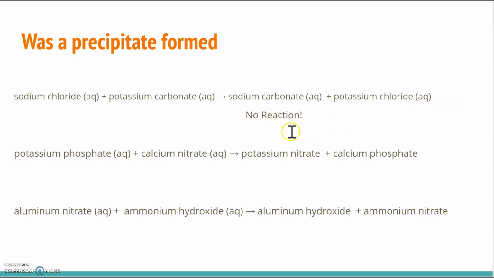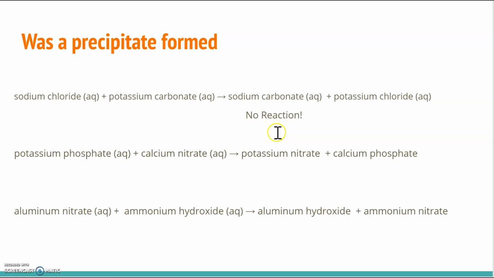What does that mean? That means I just have a mixture. I do not have a chemical reaction. There is no reaction. There is no new sodium carbonate. There is no new potassium chloride. Everything is still just floating around separate in water. So now let's look at the next reaction. And the products are potassium nitrate and calcium phosphate.